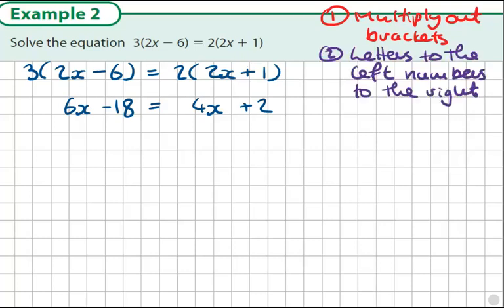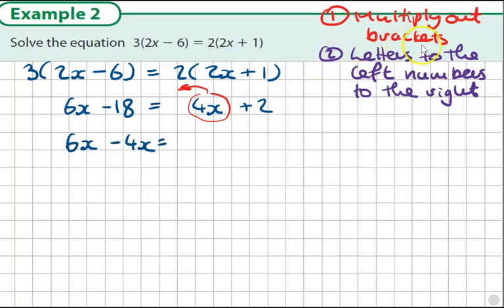So now we're going to do letters to the left, numbers to the right. So remember, it's any term containing a letter that gets moved to the left. So 6x contains a letter and it's already on the left, so we leave it where it is. 4x contains a letter, so we're going to bring it over the equal sign, and it's going to become minus 4x.